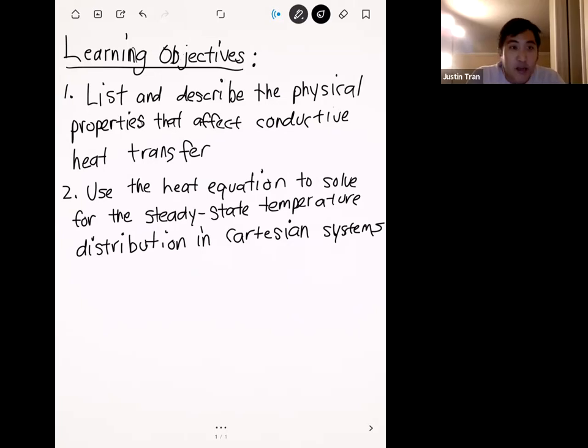All right, and so today we're going to start our lectures on conductive heat transfer. Remember last time we talked about how there's three main modes of heat transfer: conduction, convection, and radiation. Today we're going to start with the simplest one, which is conduction. We're going to introduce what conduction is, what affects it, and solve some elementary problems. Before we begin, are there any questions I can answer? All right, let's get rolling.